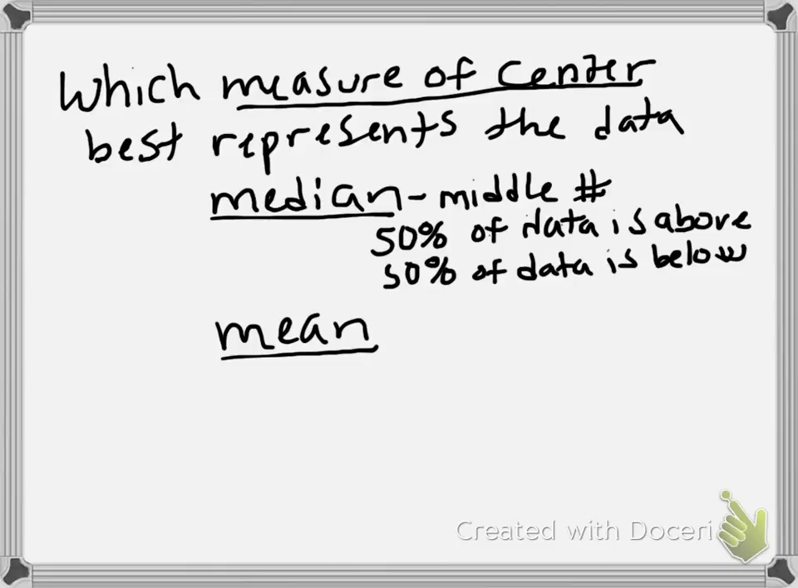The other measure of center is your mean. This is your average. And remember, the symbol for a mean is your x-bar when you're talking about your 5-number, or well, in your calculator in your 1-var stats.